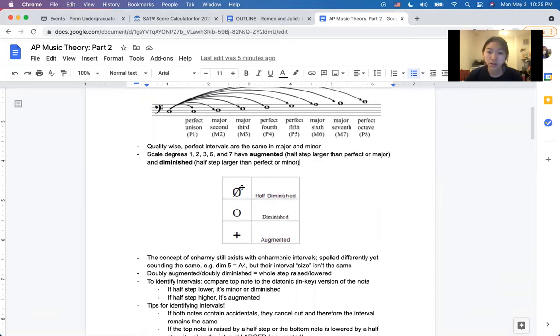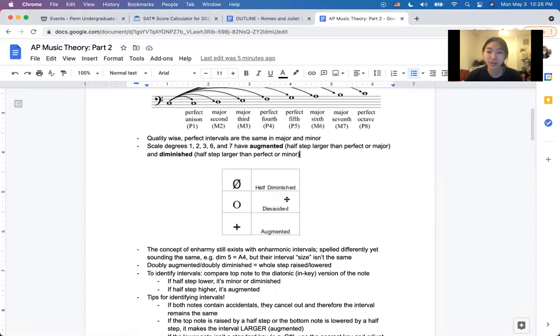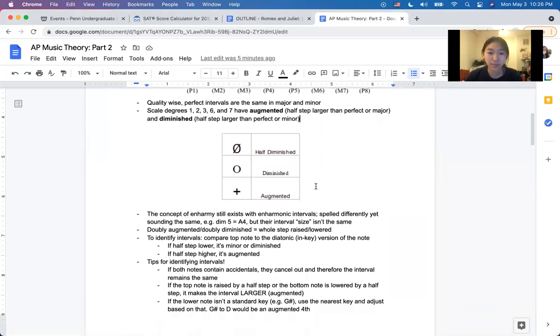So here are just the basic symbols that you'll see for diminished and augmented. This will come up a lot, especially in figured bass during the AP exam, so make sure you keep these in mind. I will elaborate more on half diminished and what it means later in this video, so just keep an eye out.